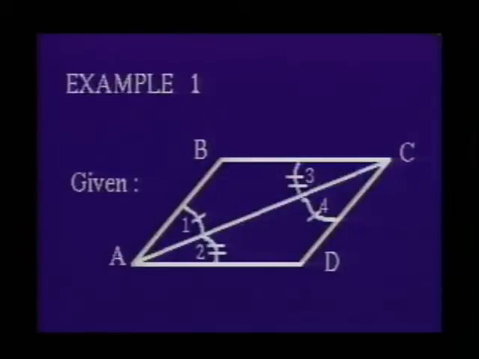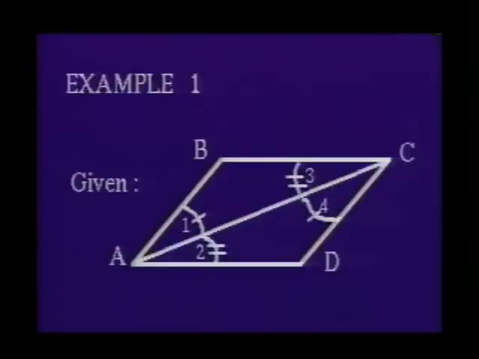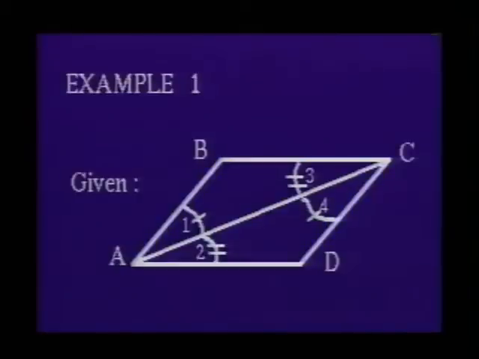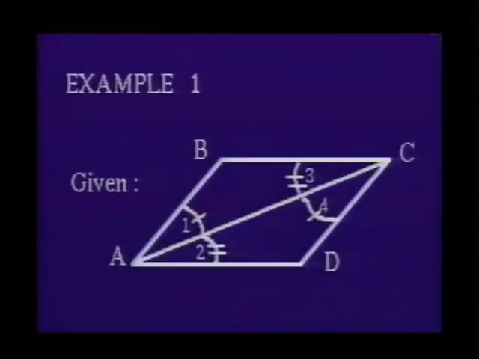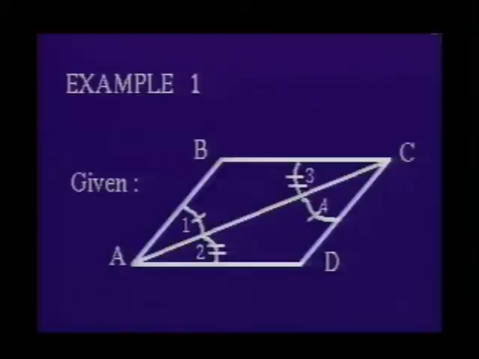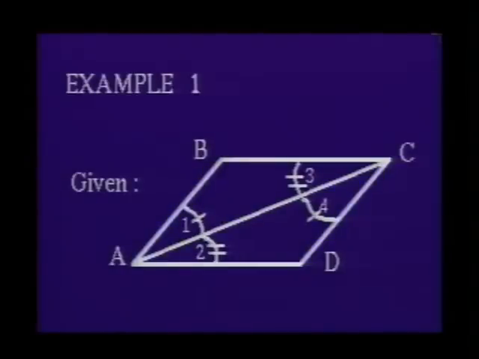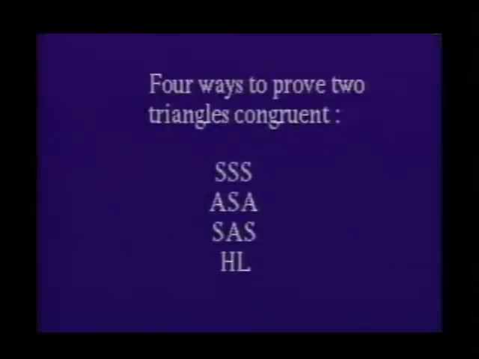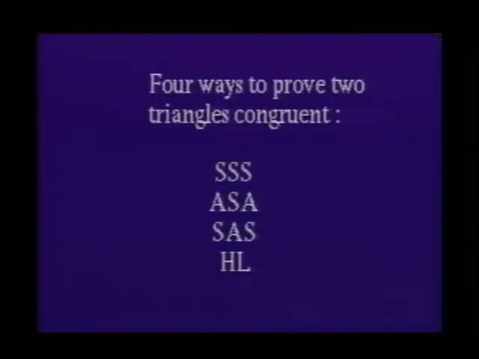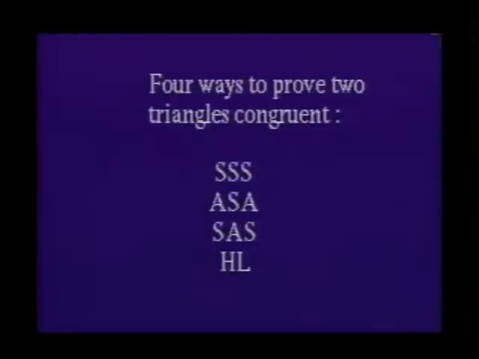Example 1. Given the following figure with angle 1 congruent to angle 4 and angle 2 congruent to angle 3, prove that triangle ABC is congruent to triangle CDA. We are given that two pairs of angles are congruent and from this we want to develop a logical set of statements that will show that two triangles are congruent. We know of 4 ways to prove two triangles are congruent: SSS, ASA, SAS, and HL.